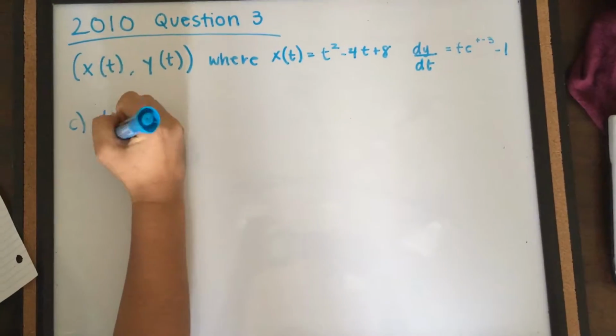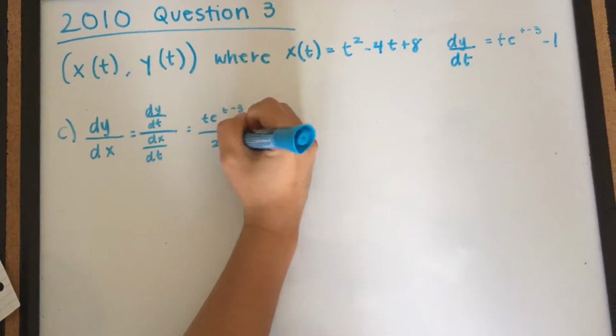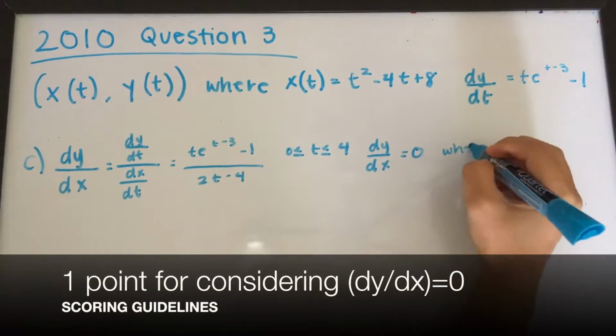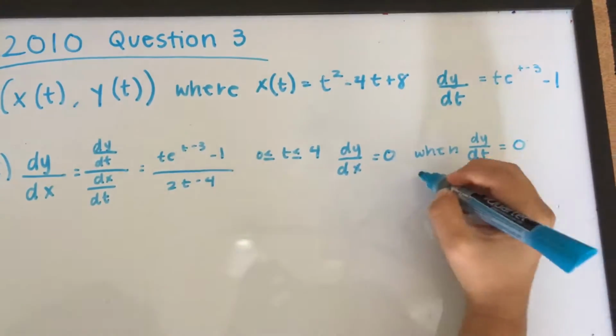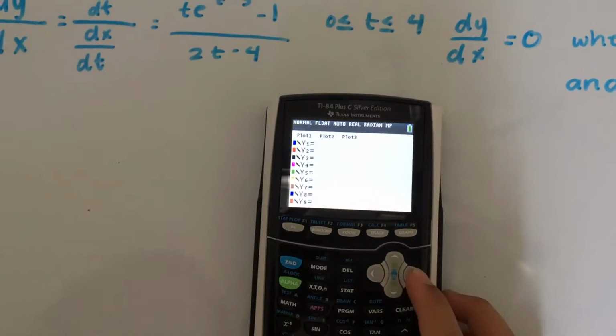Now onto part C, which essentially asks us to find when the derivative is equal to 0 and in which direction the particle is moving. When dealing with parametrics, remember that you're dealing with functions in terms of t. So you need to divide y prime of t by x prime of t to find dy by dx.